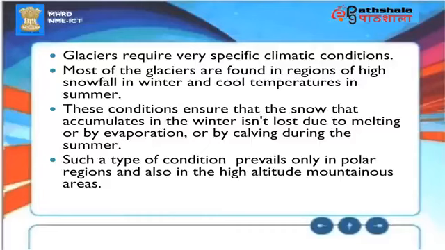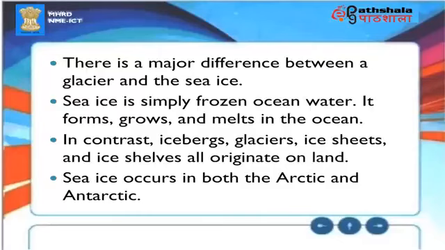There is a major difference between a glacier and sea ice. Sea ice is simply frozen ocean water. It forms, grows, and melts in the ocean. In contrast, icebergs, glaciers, ice sheets, and ice shelves all originate on land. Sea ice occurs in both the Arctic and Antarctic.